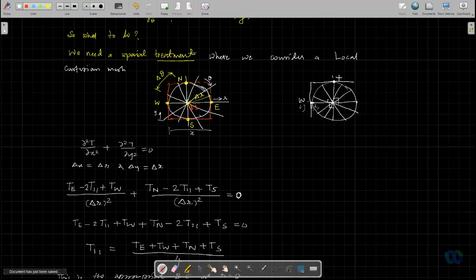Sir, then these TE, TW, TN, TS, will all these temperatures be equal, sir? No, we cannot say, because there is no theta symmetry. Since there is no theta symmetry, it doesn't mean that 2, 1, 1, 2, 3, 2 will be same. 2, 3, 4, 2. This is one. And J is 2, so 1, 2.